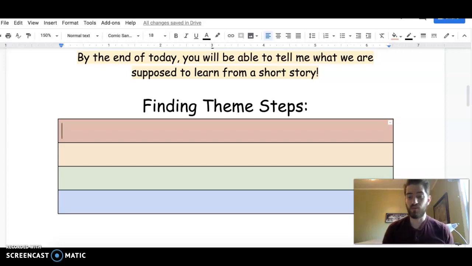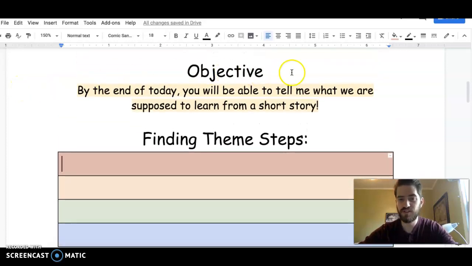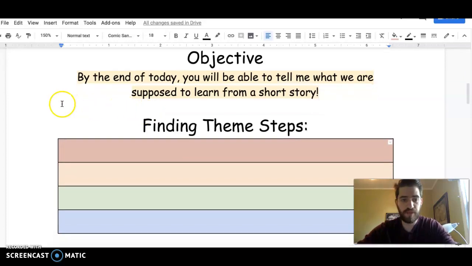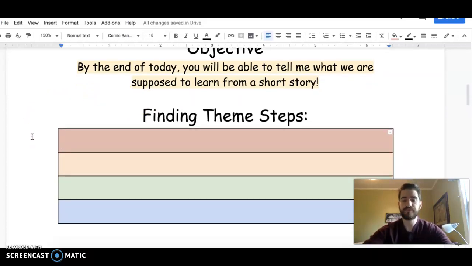As you can see, this week we're talking about theme. So we're looking at fiction stories, and we want to find out what is the message. Here you see our objective. By the end of today, you should be able to tell me what we are supposed to learn from a short story. So when you read a short story, what message should we learn? There's a few steps we're going to follow.